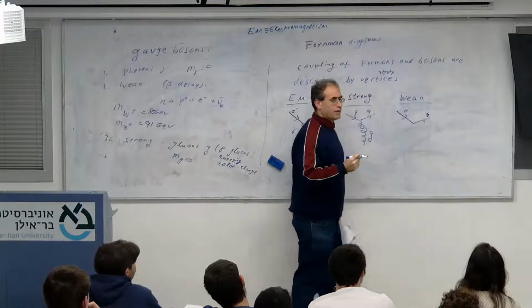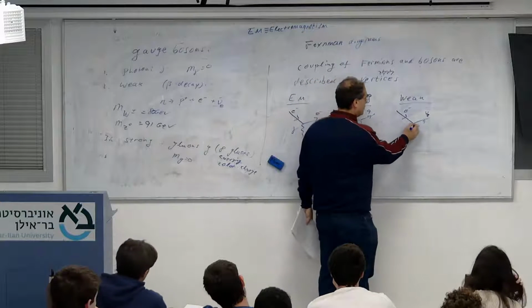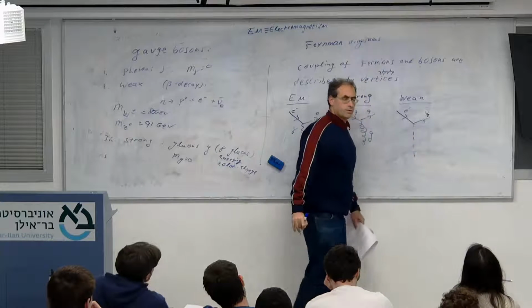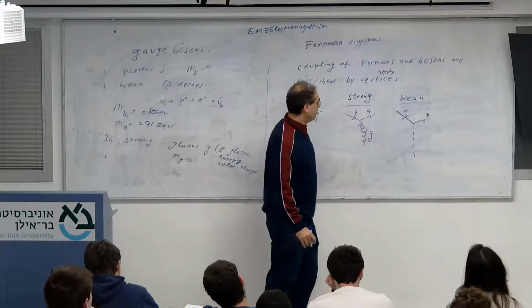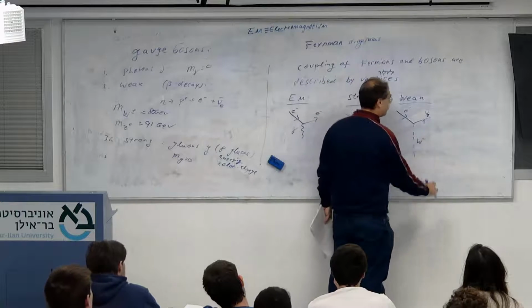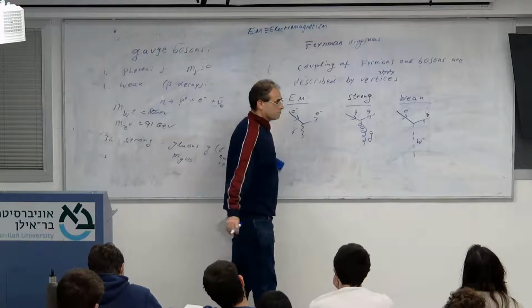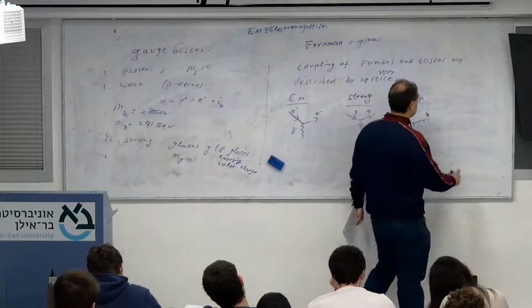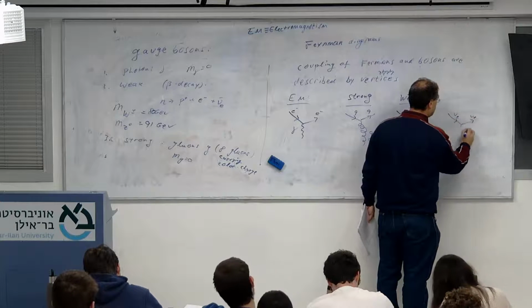Now, I'm used to writing the mediators of the weak interaction with a dashed line. I think in some textbooks you'll find that, but in other textbooks you'll find, of course, a W minus. In other textbooks you'll find it drawn in a similar way to the photon. Or you can have a neutrino with a Z.